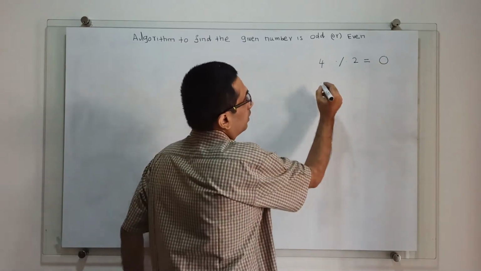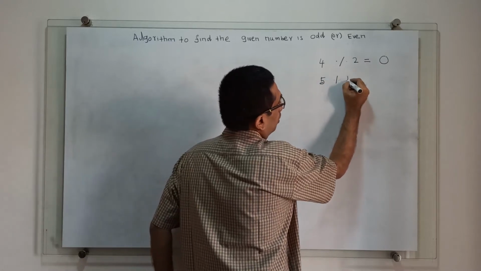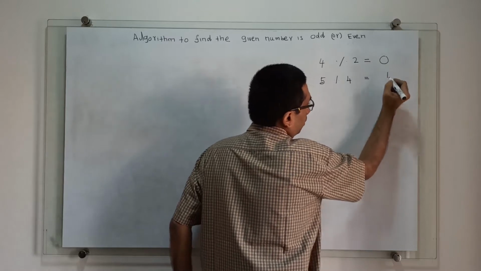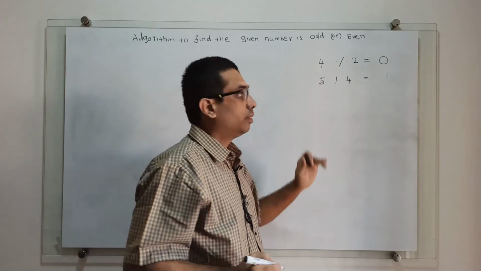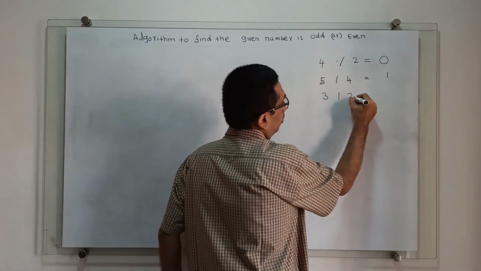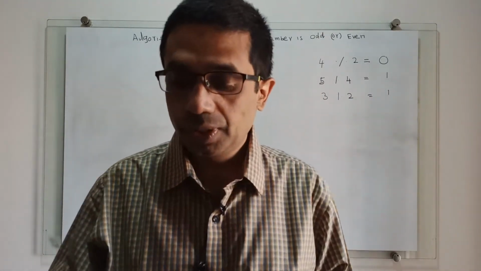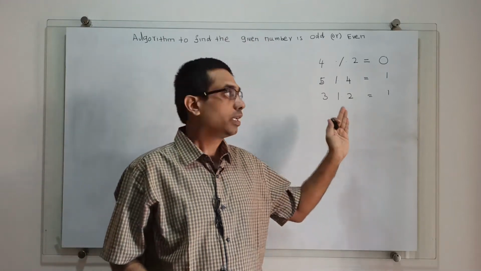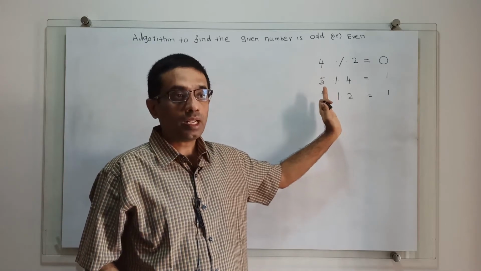Likewise, 5 modulo 4, the remainder is 1. Another example, 3 modulo 2, the remainder is 1. So our logic is, we are going to find the remainder of the given number by 2.